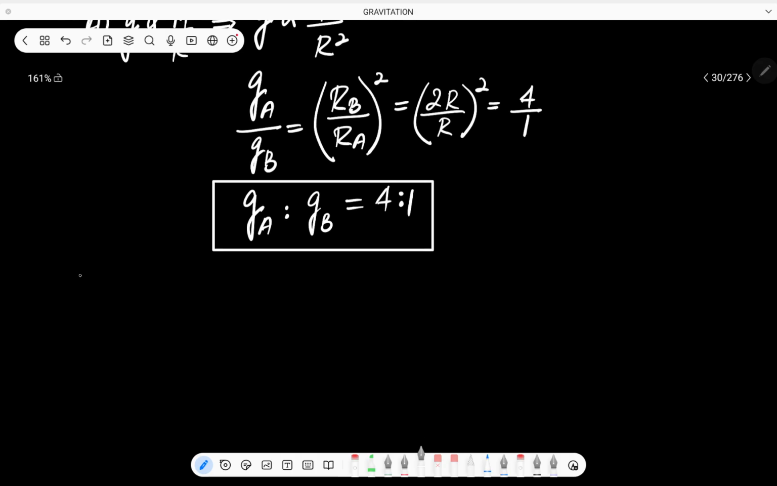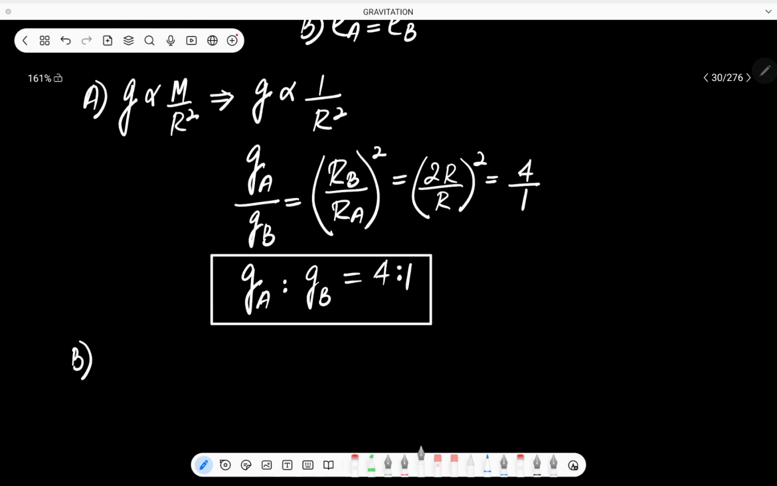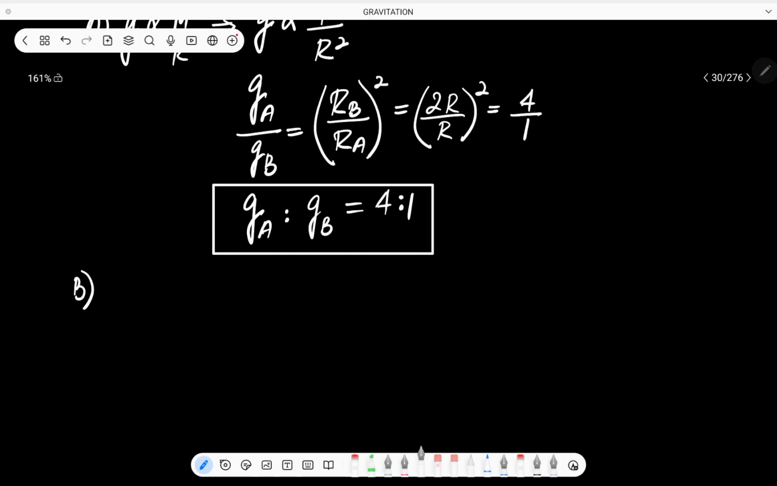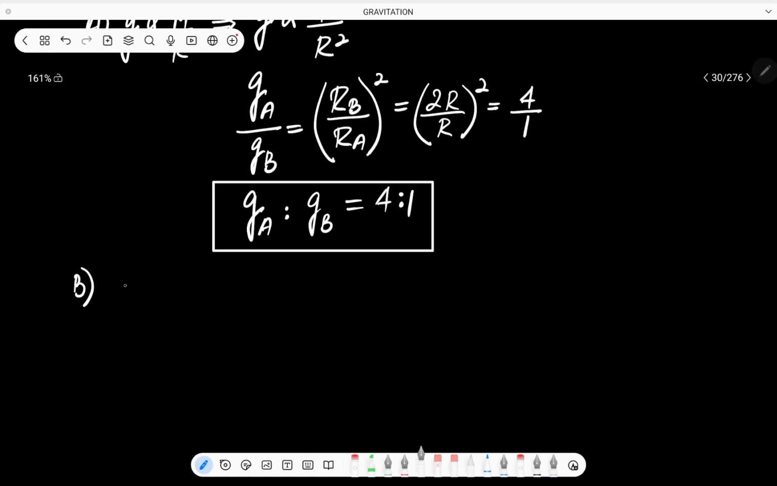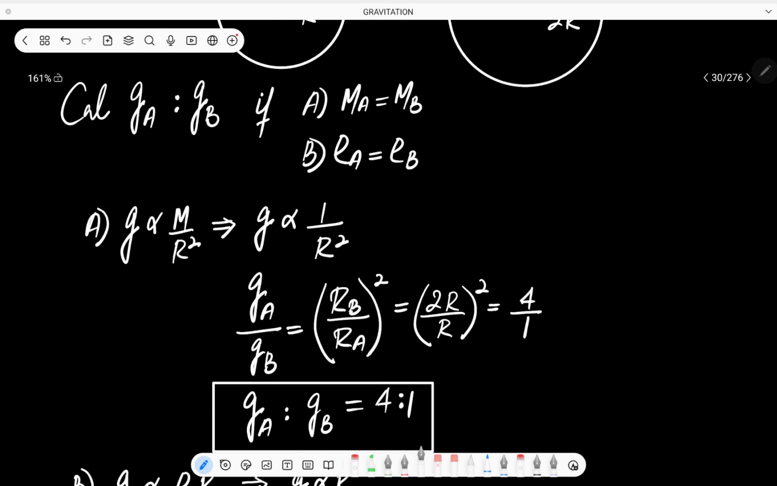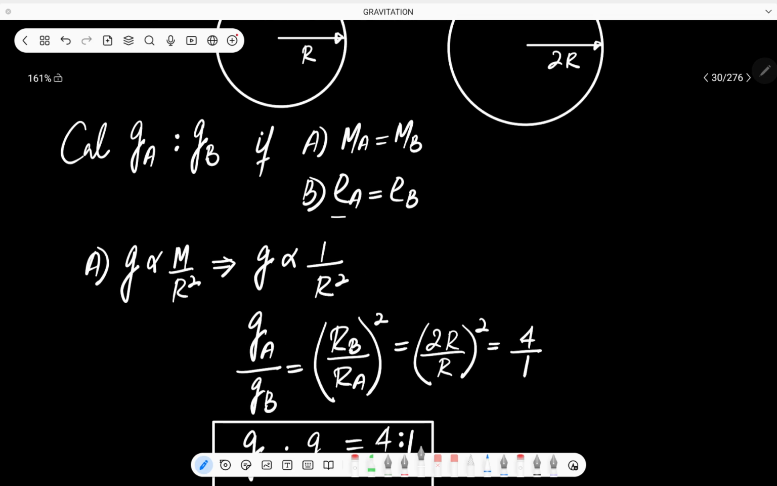Okay, now in part B it is mentioned that the density of the two planets is the same. If the density is mentioned in the question, that means I will have to write down the acceleration due to gravity in terms of density and radius. And what's the equation? That is rho multiplied by r, isn't it? Okay, now from here what I can write down is that the acceleration due to gravity is directly proportional to r, because it is mentioned in part B that the density of the two planets is exactly the same.